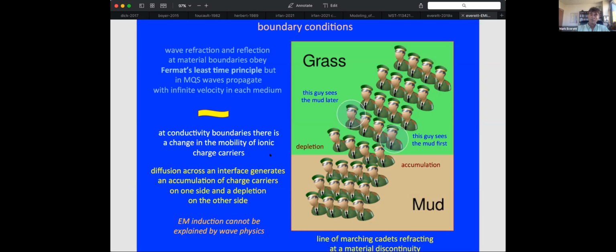And so in the EM case, at conductivity boundaries, where we're dealing with ionic charge carriers, there's going to be a change in the mobility of ionic charge carriers as one goes from a relatively fast to a relatively slow medium. When the charge carriers cross the interface, there's going to be accumulation of charges on one side and a depletion on the other. So we get what appears to be a buildup on the boundary. Notice though that there is no sudden appearance of new cadets at the interface. They don't spring out of nowhere, and there's no disappearance of cadets into the vacuum at the interface. So there's a conservation of mass and energy.